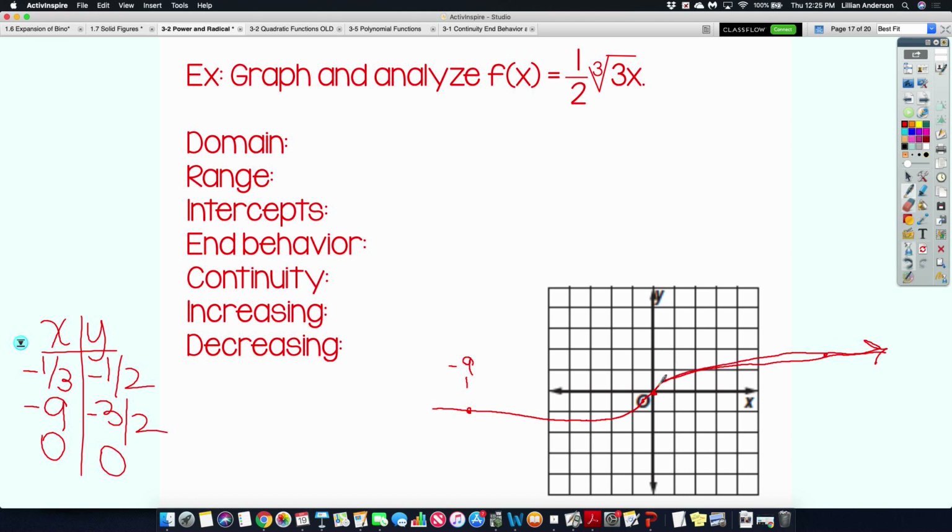It's hard to graph on this board. It is. But on my notes, they're going to be beautiful.